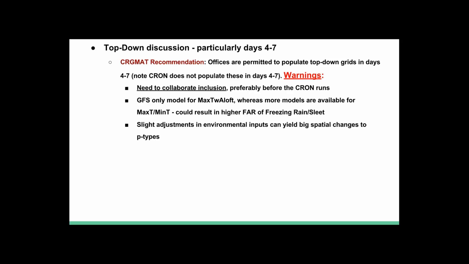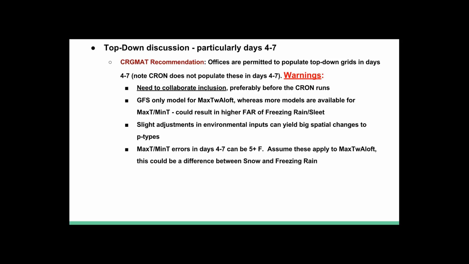Also note that max wet bulb aloft, as you know from the precip type diagram, has values that map into p-type. Slight adjustments in that max wet bulb aloft of 1 degree, especially in that 2 to 3.5 C range, can yield big spatial changes to the precipitation types. One other thing to think about is our verification scores for max T and min T through the fall, winter, and spring, which generally lie around 5 Fahrenheit. We don't have any data to back this up, but if that applied to max wet bulb aloft, you could be looking at the difference between snow and freezing rain for a p-type once it became day one.